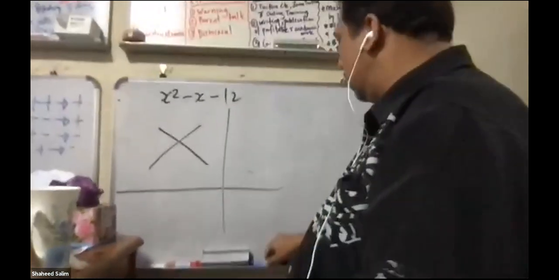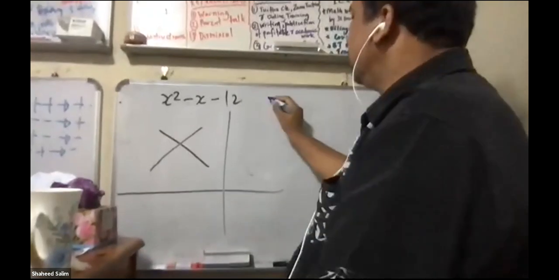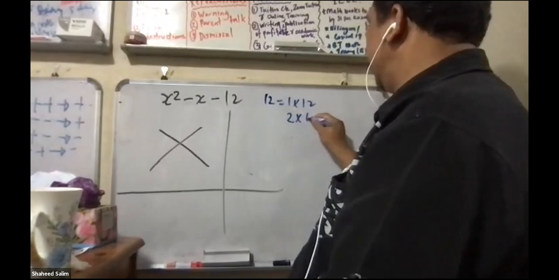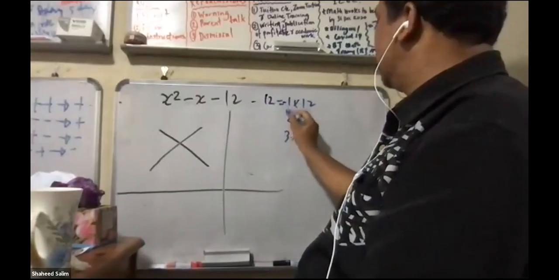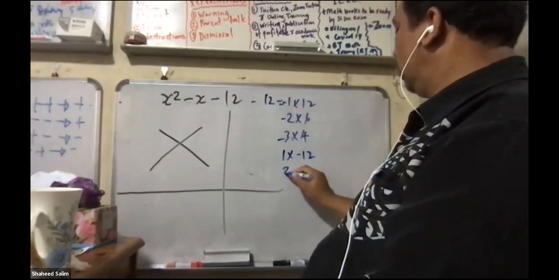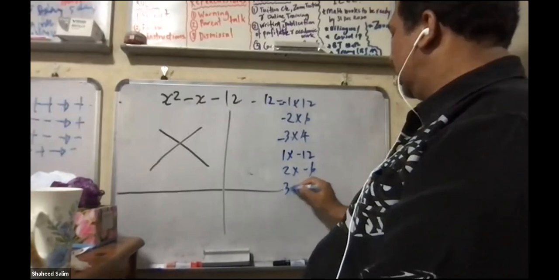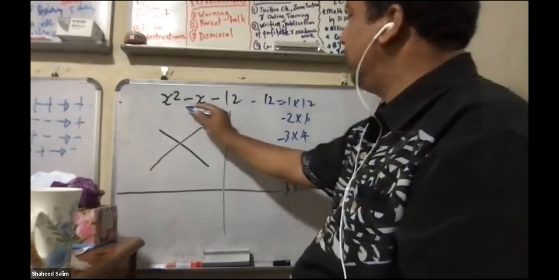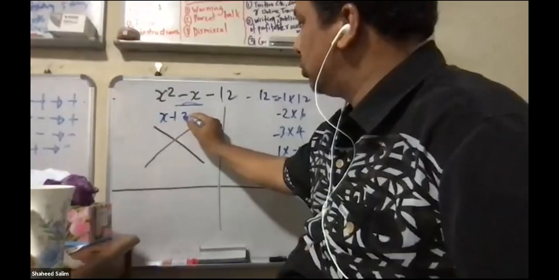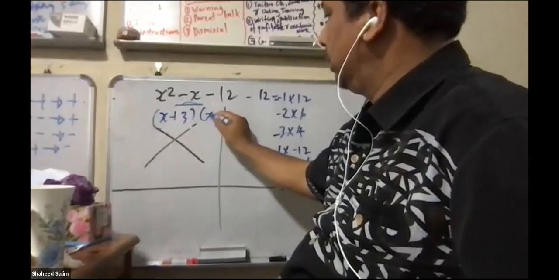You look at the pattern. 1 times 12, 2 times 6, 3 times 4. So the possibilities for minus 12 could be 1 times minus 12, 2 times minus 6, 3 times minus 4. Which one can give you a difference of 1? Got it. What is it? X plus 3, x minus 4. Well done.